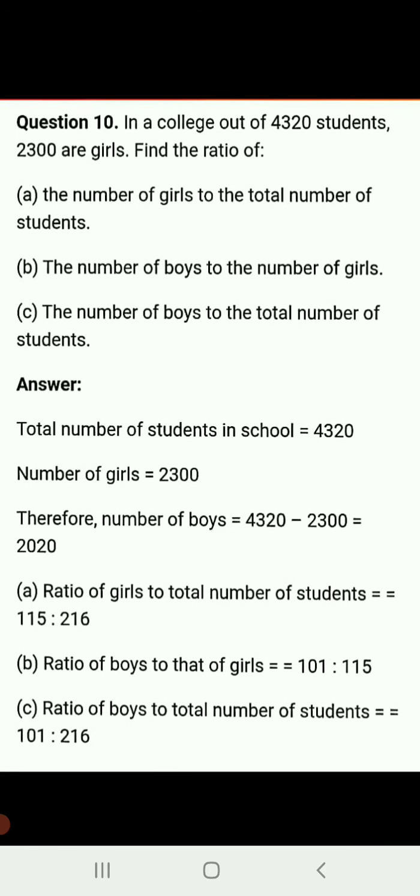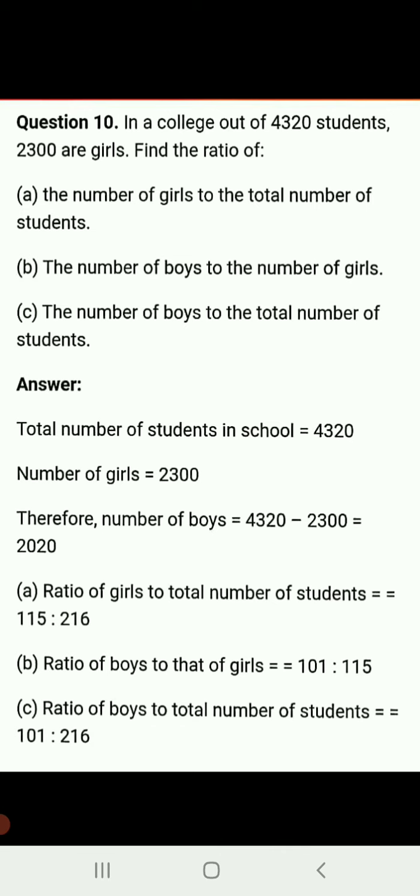Question 10. In a college, out of 4,320 students, 2,300 are girls. Now, find the ratio of the number of girls to the number of students. So total number of students we know, number of girls we know, isn't it? So, how many boys will be there? Simple calculation, just subtract 4,320 minus 2,300, you get 2,020. How many girls are there? 2,300. How many boys are there? 2,020 boys. Total strength is 4,320. Keeping this in mind, first one, number of girls to the number of students. So number of girls we know, it is 2,300 by 4,320. So you're going to reduce them to get 115 by 216, which can be written as 115 is to 216.